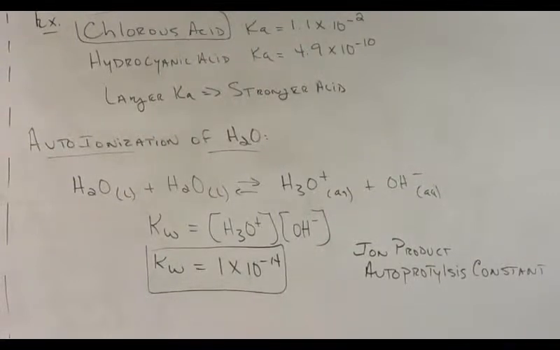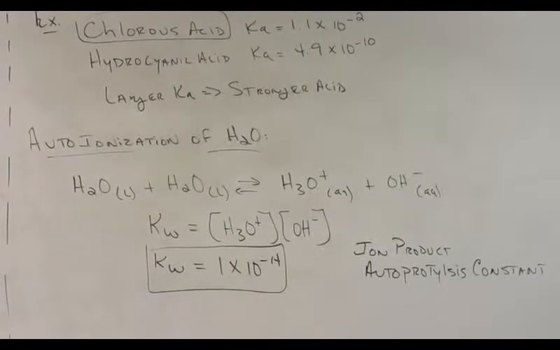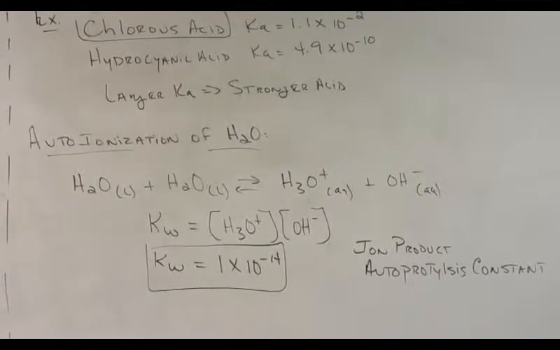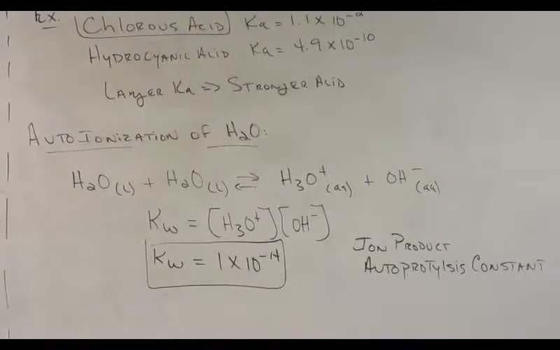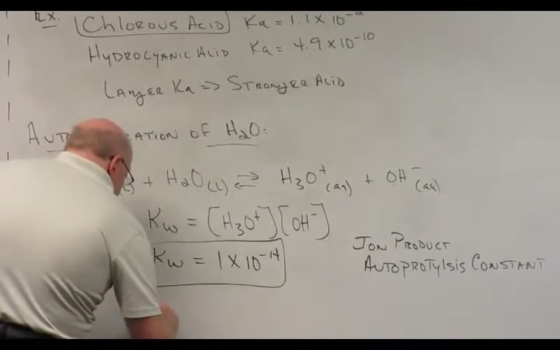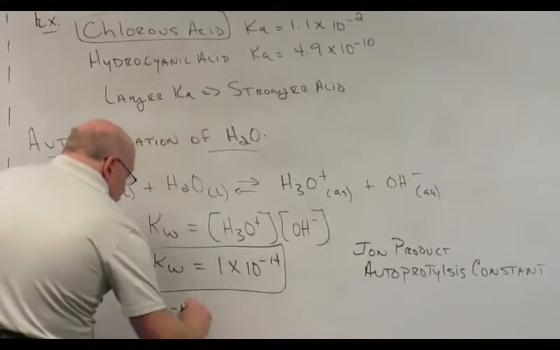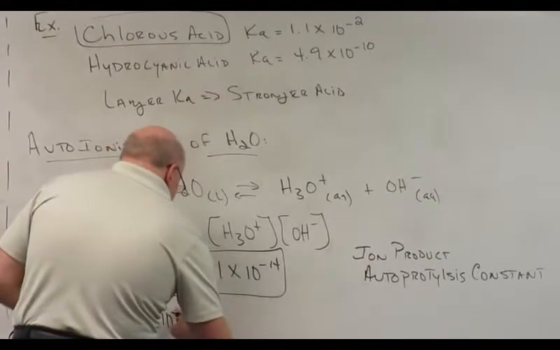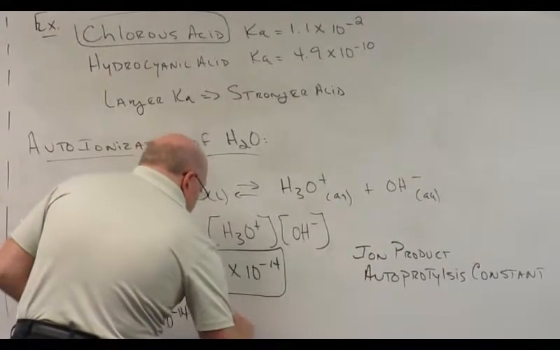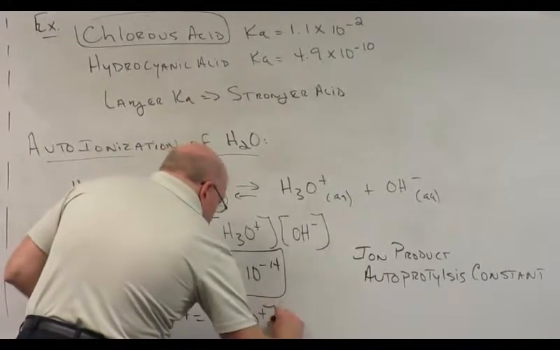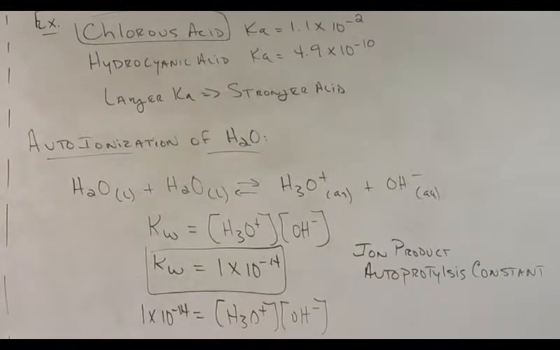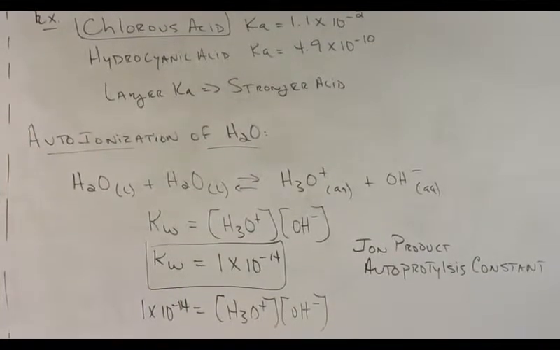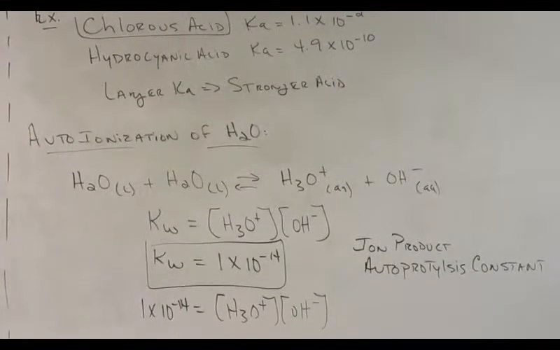Look at that as a fundamental value. That's always the play between acid and base occurring in that reaction. If we look at this, this really is 1 times 10 to the minus 14 equals H3O plus times OH minus. Remember that they're made from the same reaction, so they have to be the same number.